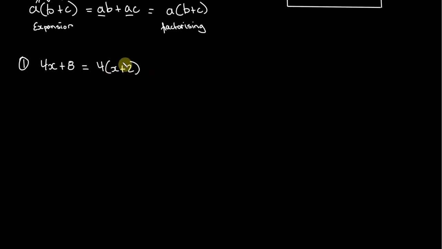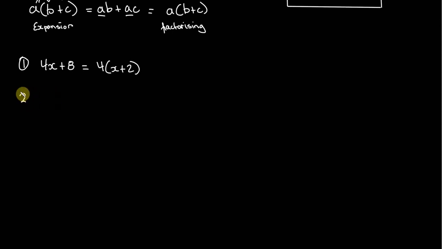And you can check your answer by just expanding, by following the basic rules of expansion, the distributive property. If we were to distribute this 4 into these brackets, 4 times x is just 4x, 4 times 2 is just 8, so it's going to be plus 8, and we get what we started with. But if I confused you a little bit, let's just do another example.